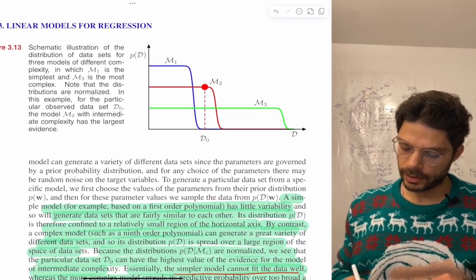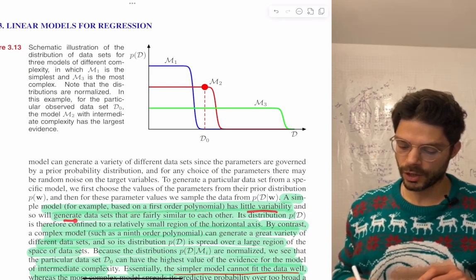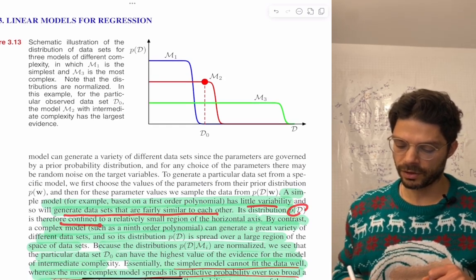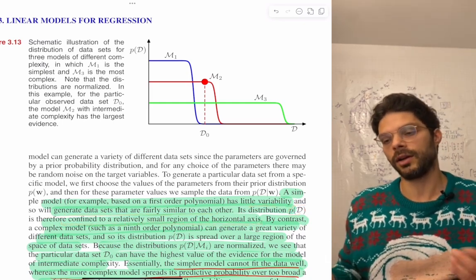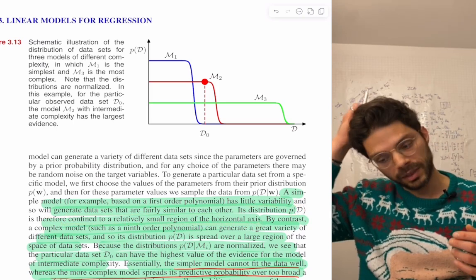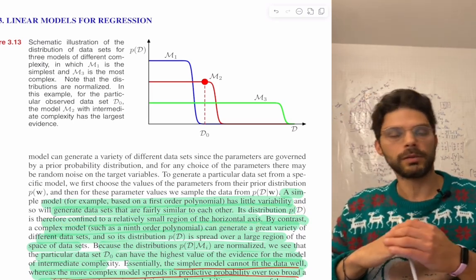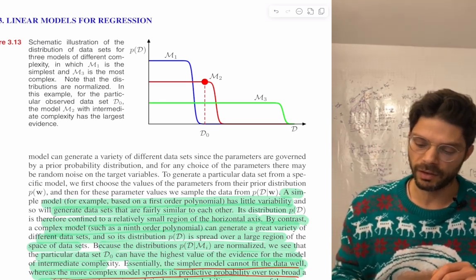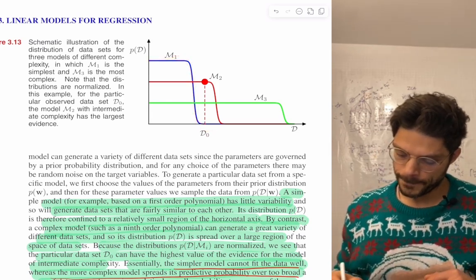A simple model, for example, based on a first-order polynomial, has little variability and so will generate data sets that are fairly similar to each other. Its distribution P of D is therefore confined to a relatively small region of the horizontal axis. You can still compute a probability for the sinusoidal data set, but it's going to give it a very low probability. So its domain of high probability is going to be quite narrow.